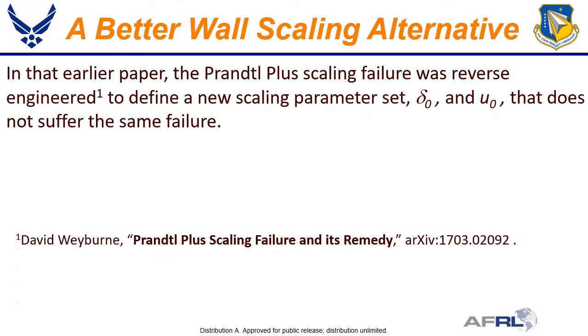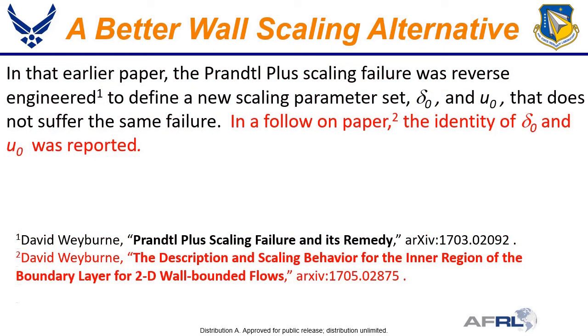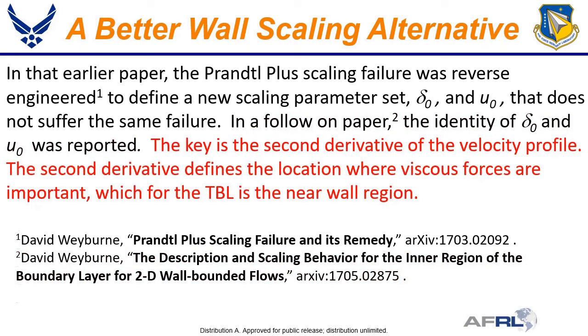Okay, so what do we do? How do we fix this? In that earlier paper, I reverse engineered the Prandtl Plus scaling failure and defined a new scaling parameter set, delta sub 0 and u sub 0, that does not suffer the same failure. In a second follow-on paper that we are discussing today, the identity of delta sub 0 and u sub 0 were identified. The key is not the velocity profile, but the second derivative of the velocity profile.